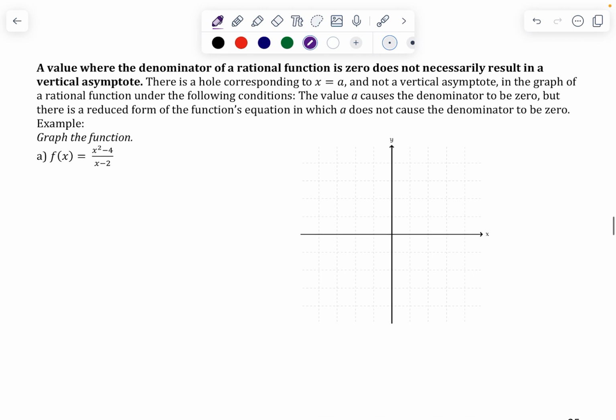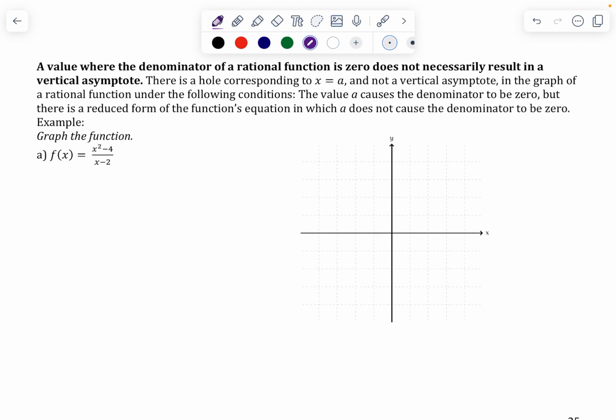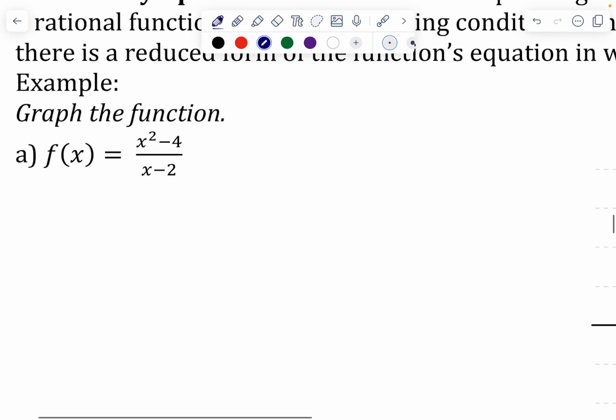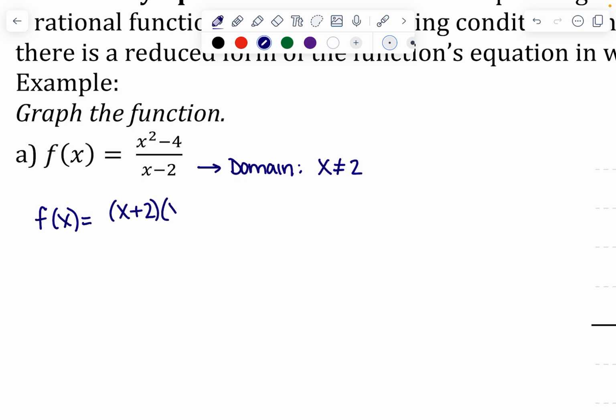Okay, so talking about holes, let's talk about what that looks like on a graph, because unfortunately when we look at our graphing calculator, unless you zoom in on where that hole is, you're not actually going to see it. So we have this example, f of x equals x squared minus 4 divided by x minus 2. We know for our domain, x cannot equal 2. If we factor our function, f of x equals the quantity of x plus 2 times x minus 2 over x minus 2. Our binomials of x minus 2 will cancel in the numerator and denominator, leaving us the function f of x equals x plus 2.